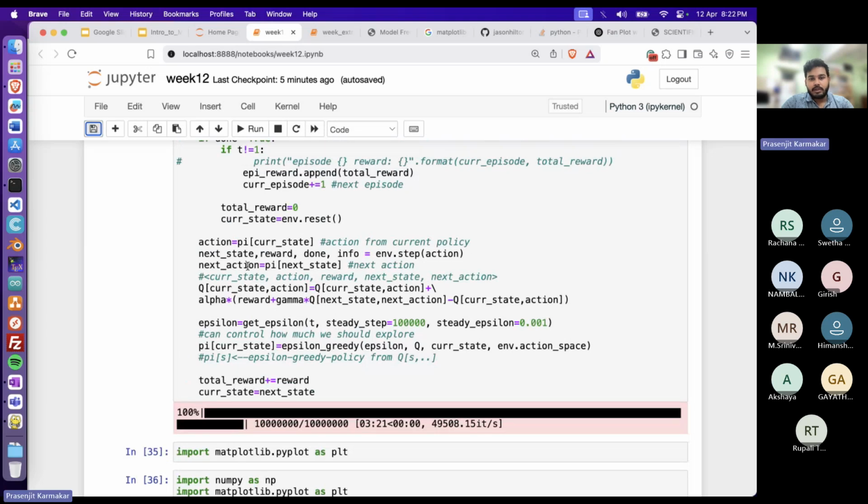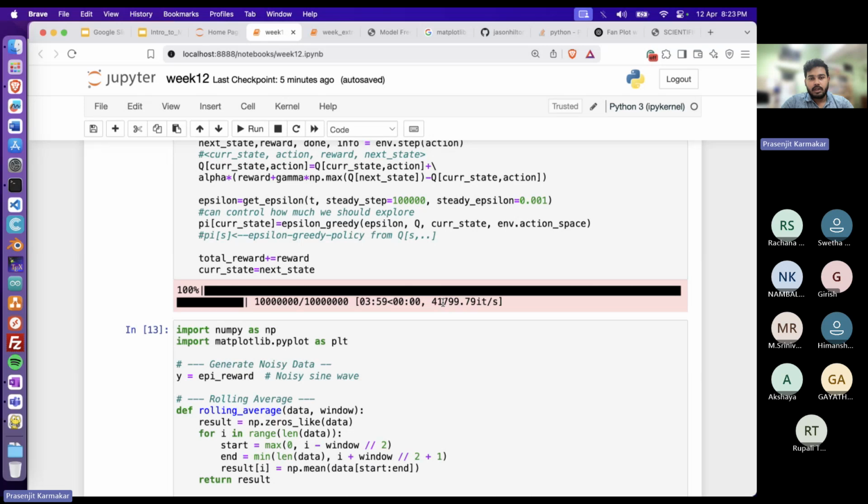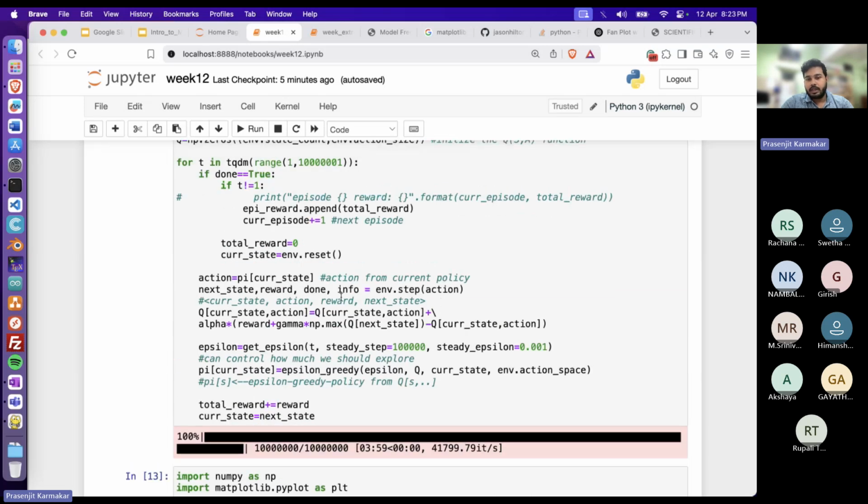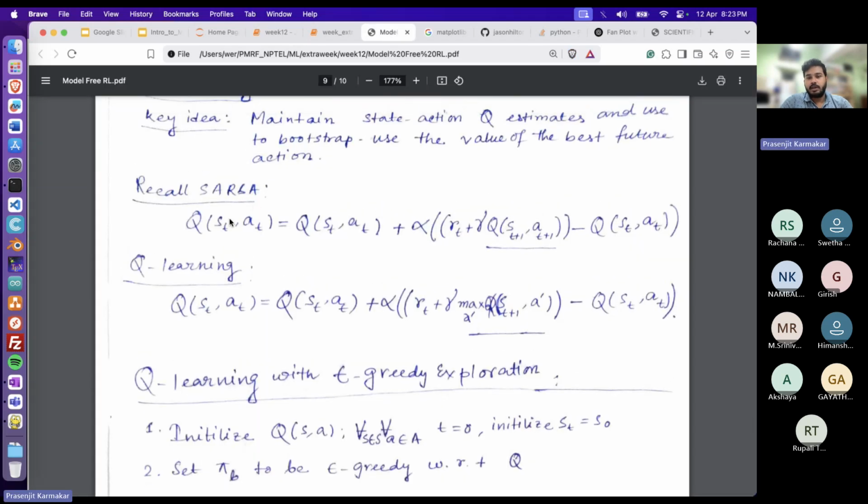See here, we are taking the next action from the policy, and here Q of next state, next action. But in Q-Learning, we don't have that next action anymore. We just do np.max of Q next state. So among all the actions, whichever has the maximum Q value, we place it there. That is the difference between SARSA and Q-Learning. Everything else is the same.